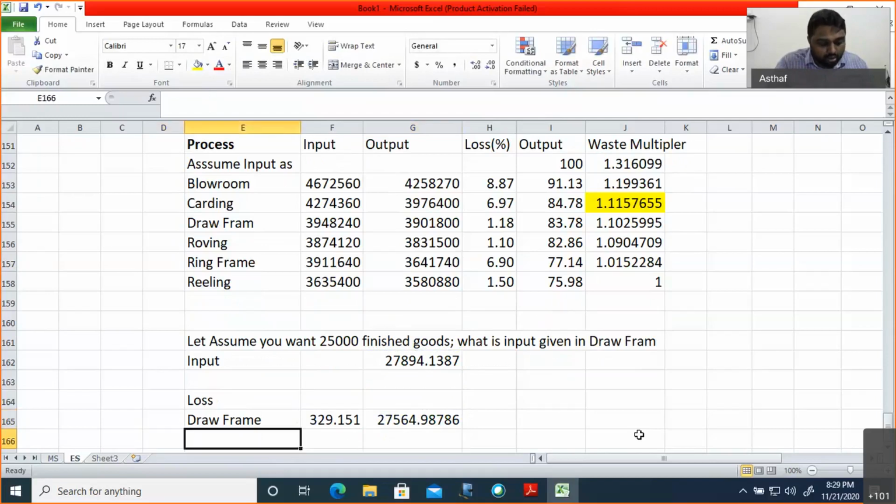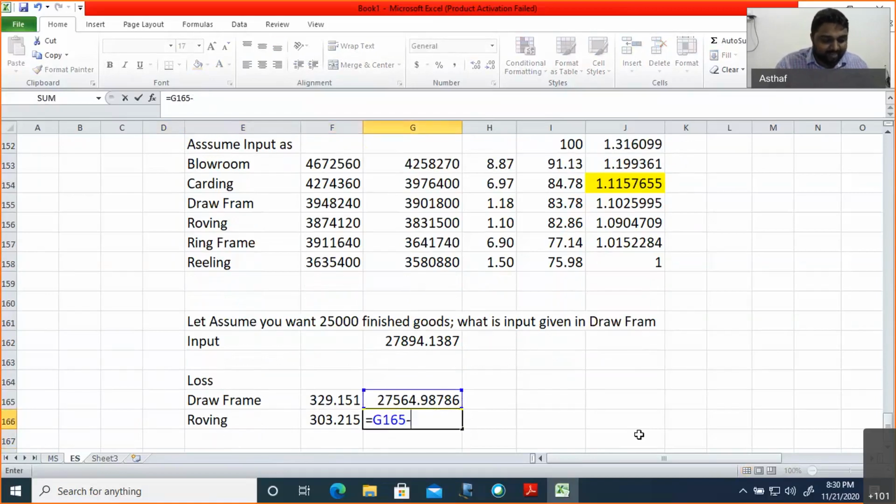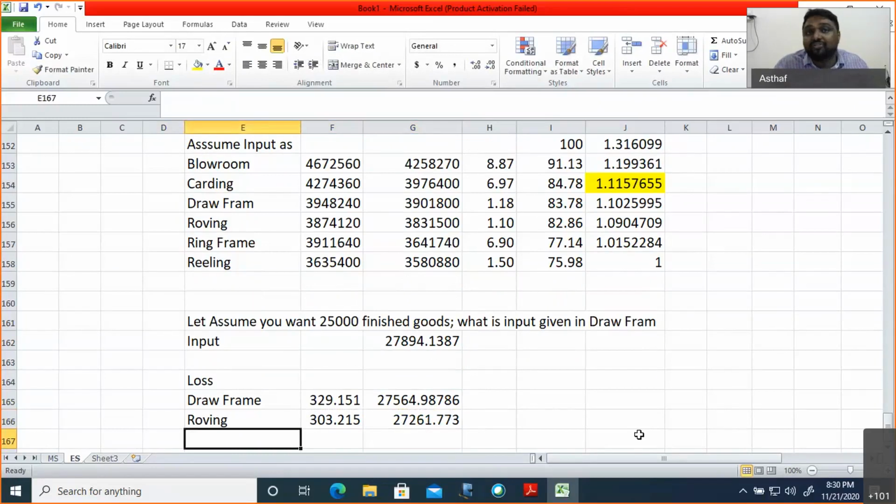Now next is rowing. What is the loss in rowing? Rowing, the loss is 1.10%. You got it? See, I am just reducing the loss. After the rowing, next is ring frame.